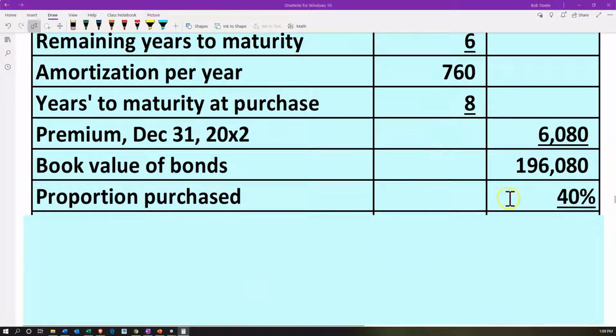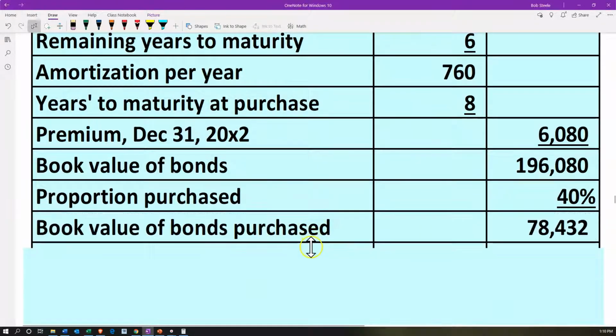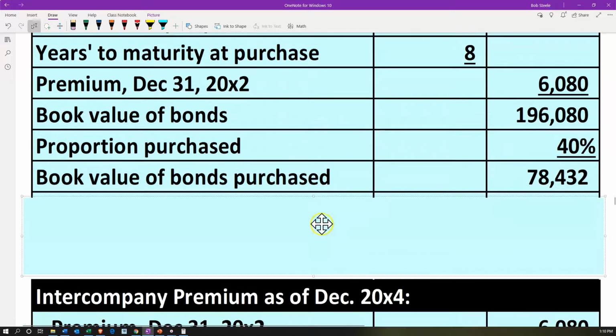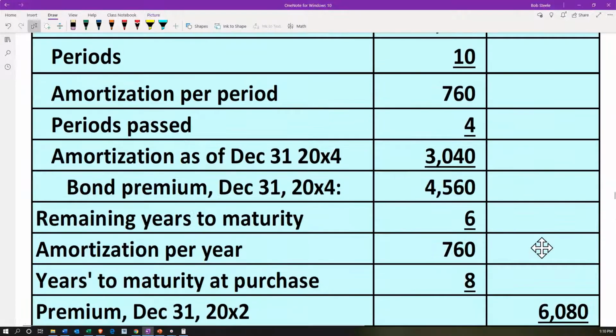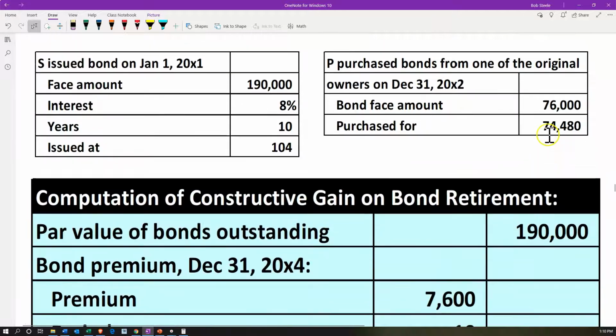So I'm going to go down and say, okay, now we got that 40%, and the book value of the bonds purchased then is going to be the 78,430. And the purchase price was how much? So this is what you would expect, the amount to be paid if there was no premium, or if they were using the same amounts here. But they paid then for it the purchase price of 74,480, which was this amount.